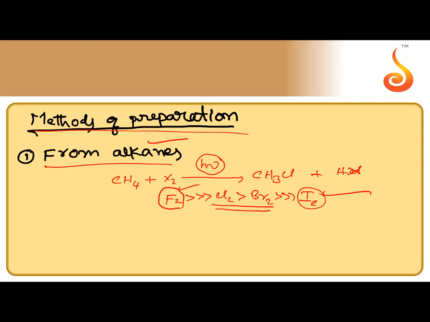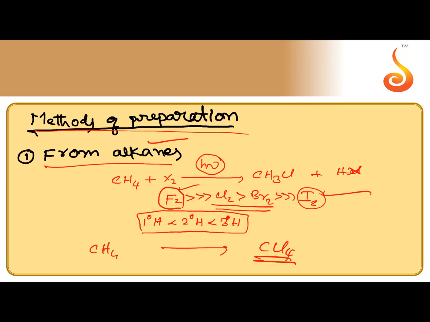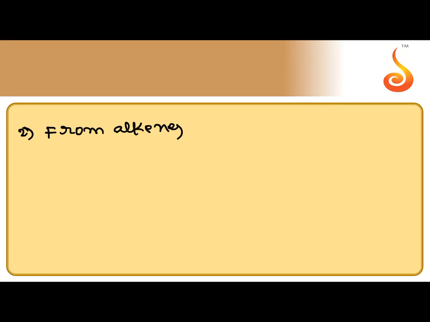Next, rate of halogenation with respect to the degree of hydrogen. 1 degree hydrogen, 2 degree hydrogen and 3 degree hydrogen. So 3 degree hydrogen is easily substituted by halogen, next 2 degree, next 1 degree. When all hydrogens of an alkane molecule are substituted by halogen atoms, that is called perhaloalkane. So CCl4 is called perchloromethane.